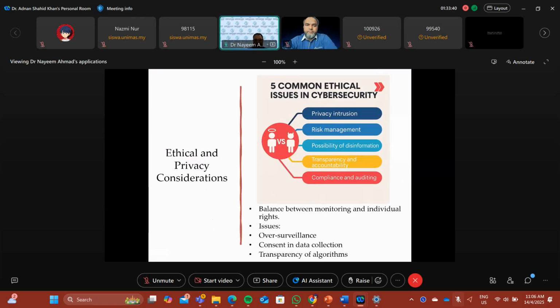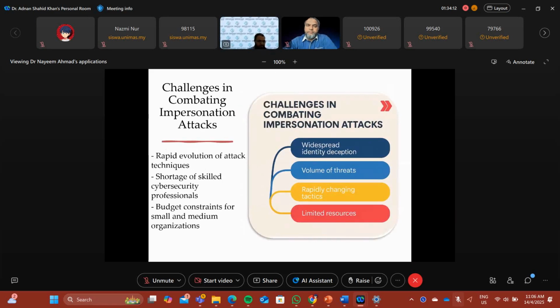We have some ethical and privacy concerns. As surveillance tools grow, we must safeguard the privacy of individuals working in organizations, and make sure that consent is there. We have to make sure that transparency is there, and limited data usage may be enforced. So ethics should guide technology deployment. Challenges include rapid threat evolution, shortage of skilled professionals, and budget limitations.